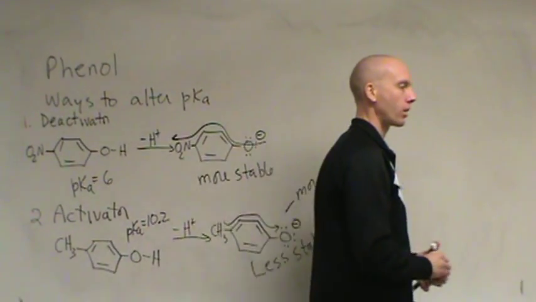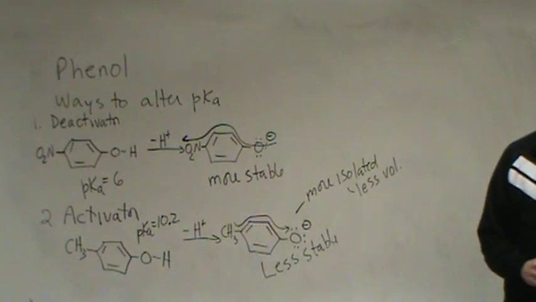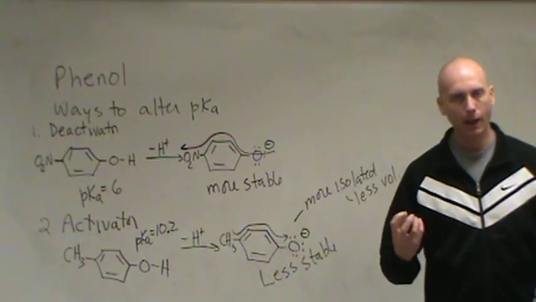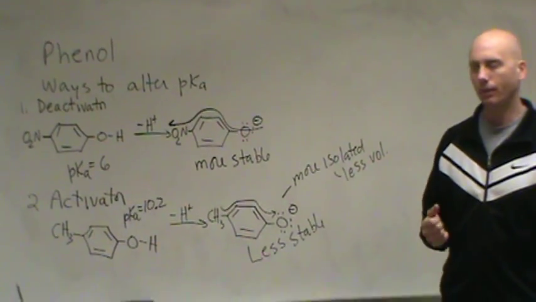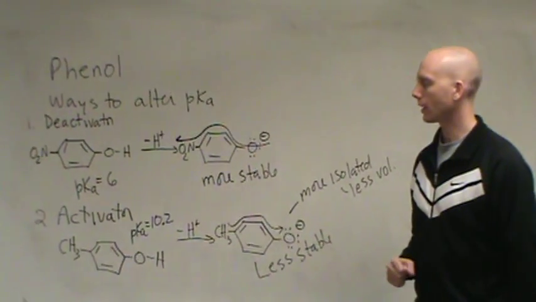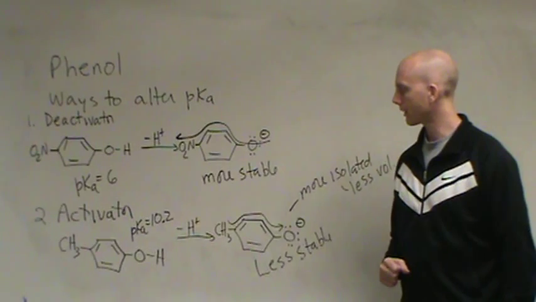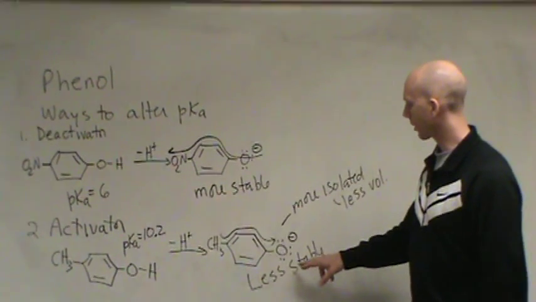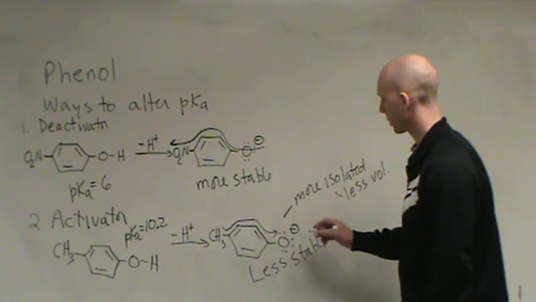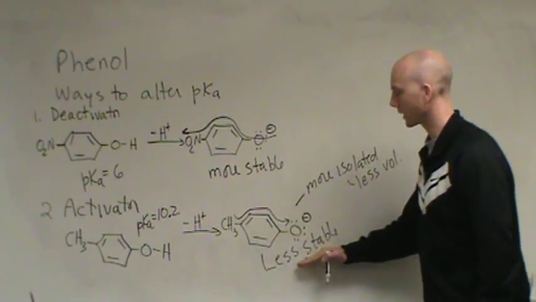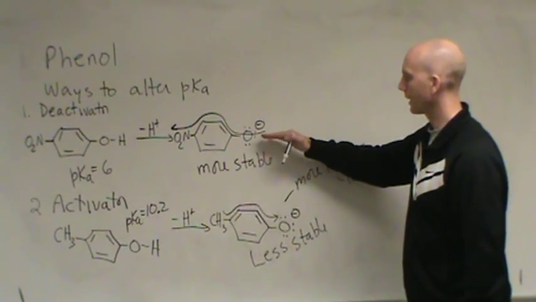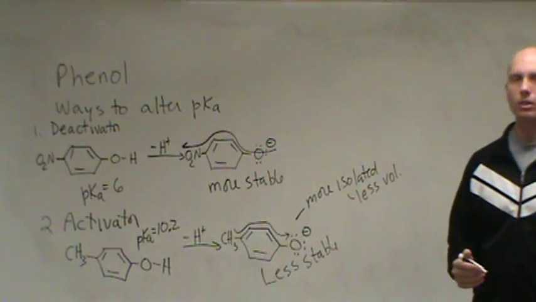Okay, and here it raises it up to 10.2. Not much of an increase. You would expect if I had a more powerful activator, it would have a higher pKa, but we do see the increase of it. Okay, and so here, this is a less stable conjugate base, so this would be more basic than the regular phenoxy ion. And this here would be less basic than the regular phenoxy ion.